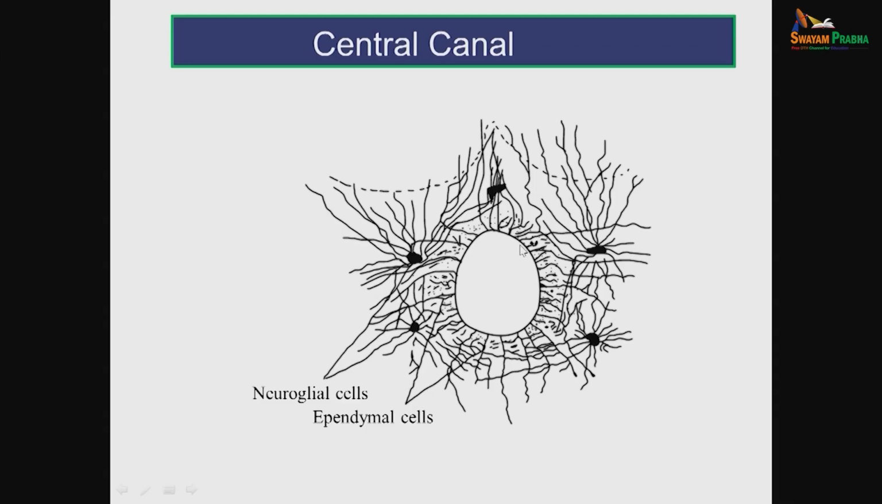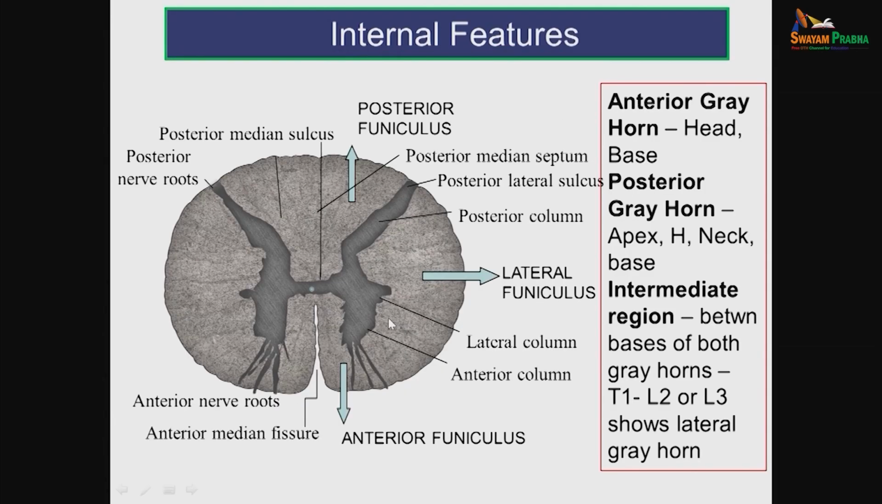Surrounding this, you have neuroglial tissue which is called as substantia gelatinosa centralis. The neuroglial tissue, what you are seeing here surrounding the central canal, is called as substantia gelatinosa centralis. So, this is the central canal. We will go back to the previous slide and see the central canal again.